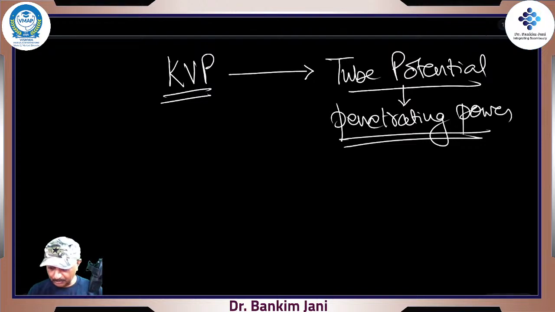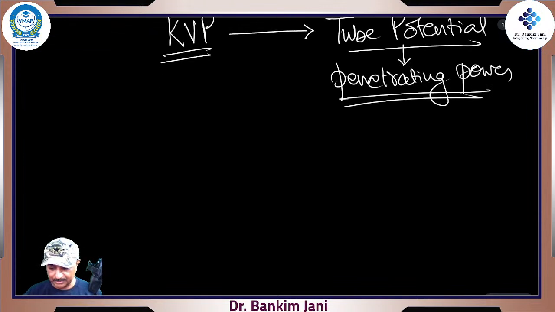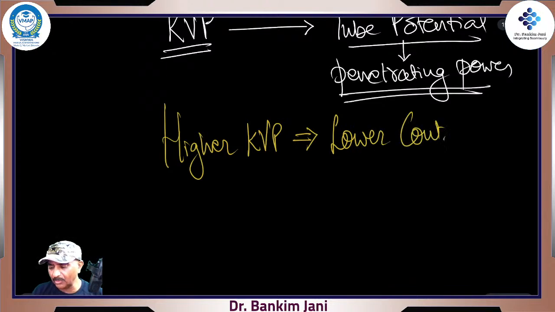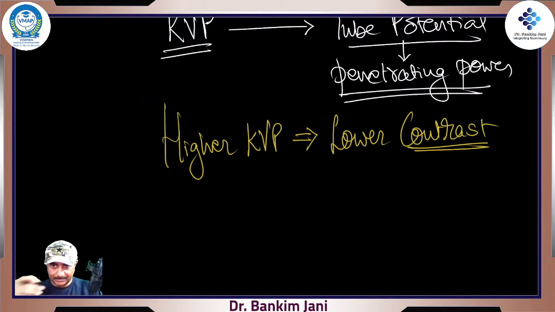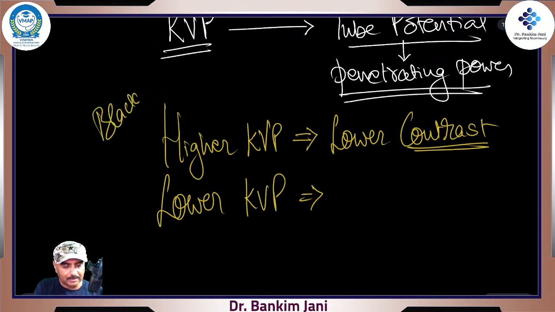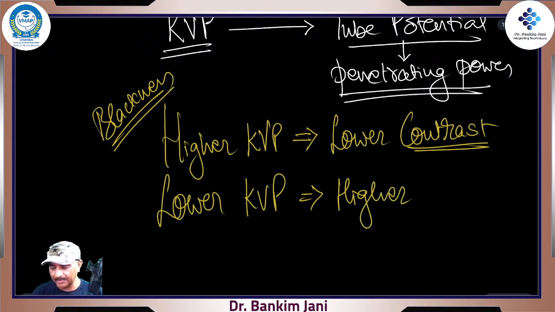And higher KVP, now this is very crucial. Never ever forget this thing. Higher KVP will lead to lower contrast. Why lower contrast? We said that contrast means differentiation between the various shades. So here there will be a greater number of shades. With lower KVP, the blackness would be higher. We'll see this practically. And even milliampere is also related to it.